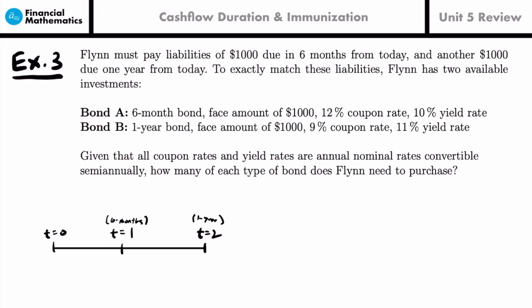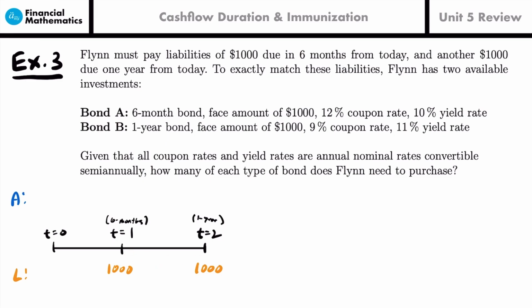Now, let's put in the assets and liabilities. I always like to put liabilities below the timeline and assets above the timeline. That's just my preferred way of organizing the information. You can do it differently if you'd like, but this is the way I do it. We have 2 liabilities, 1,000 due in 6 months and 1,000 1 year from today. So we have 1,000 right here and 1,000 right there. Okay, so those are the liabilities.